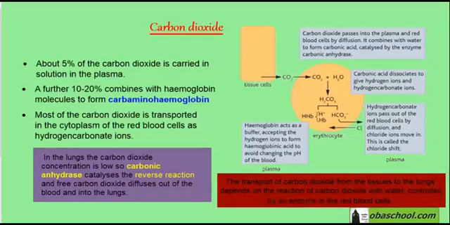So all of this, the transport of CO2 from tissues to lungs, is dependent on the reaction of carbon dioxide with water, which is controlled by carbonic anhydrase. So carbonic anhydrase is the key enzyme in the transport of carbon dioxide from the tissues to the lungs, where we can exhale it.